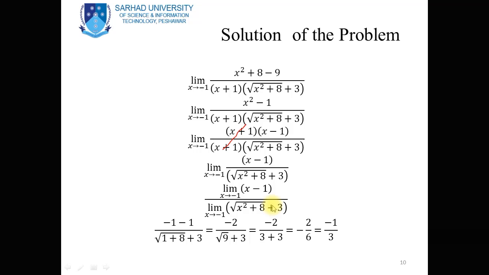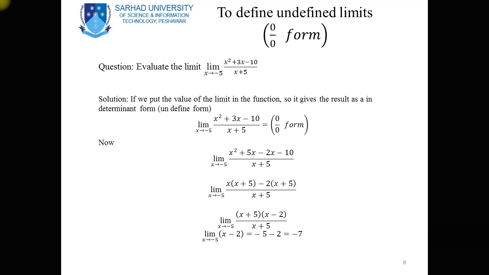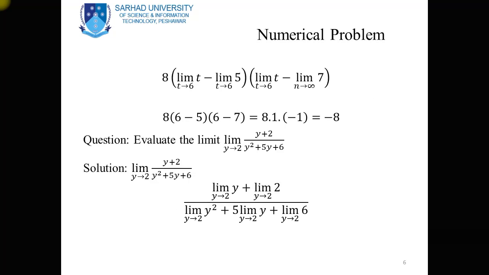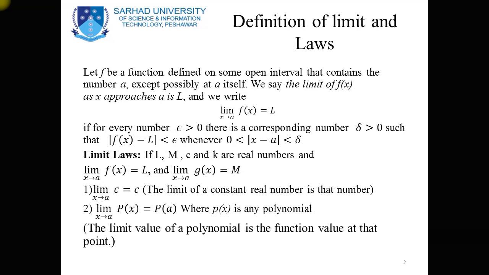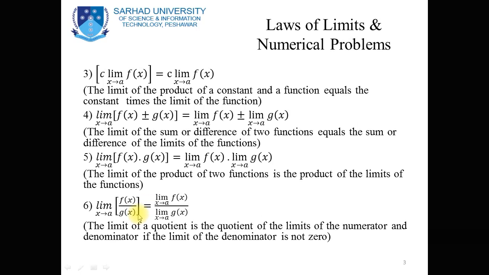So dear students, you see over here in this lecture, the conclusion of this lecture, how to apply the limit for the functions. You see over here there are 7 laws. Law number 1, how to apply a limit for the constant, how to apply the limit for a polynomial, how to apply the limit for the product of a function and constant, how to apply the limit for the sum or difference of two functions, how to apply the limit for the product of two functions, and how to apply the limit for the quotient, for the division of two functions.